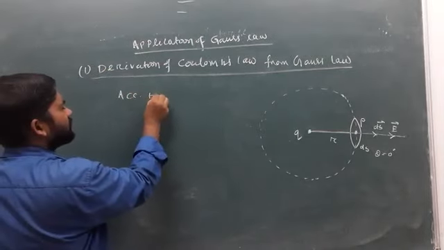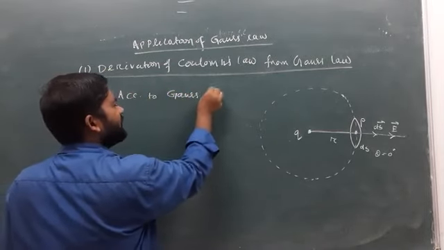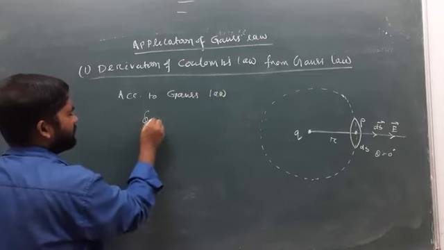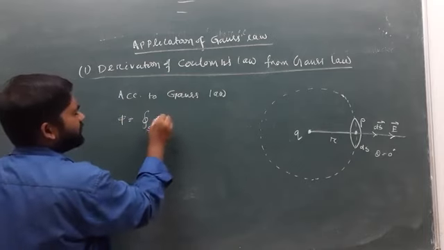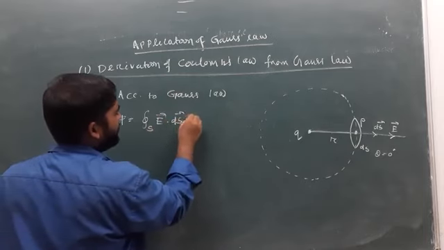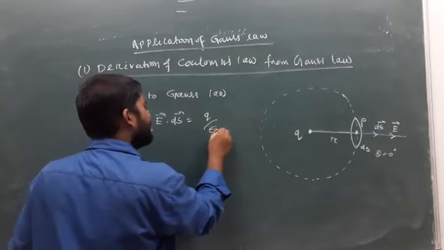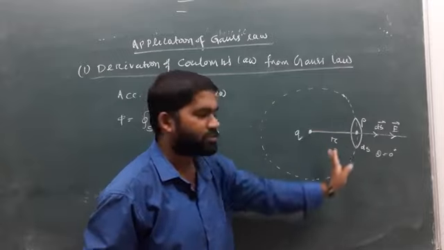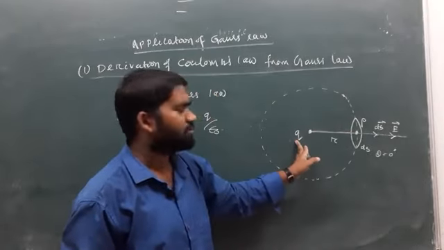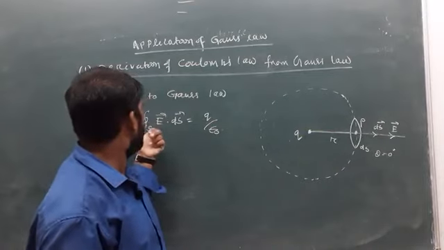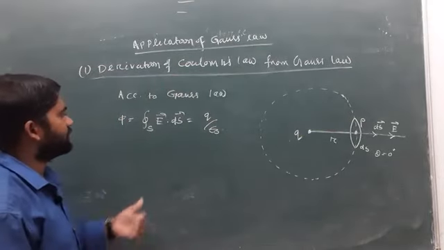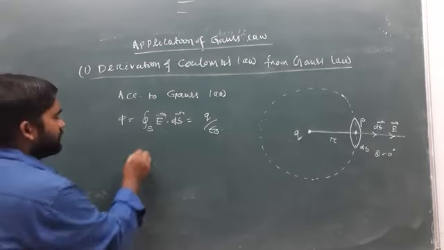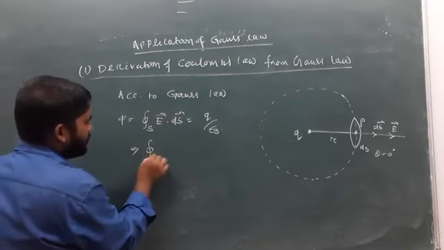According to Gauss law, the closed surface integral of E dot ds, which is phi, equals q by epsilon 0, because for this spherical surface the net charge enclosed by the surface is q. As per the Gauss law definition, the closed surface integral of E dot ds equals q by epsilon 0.